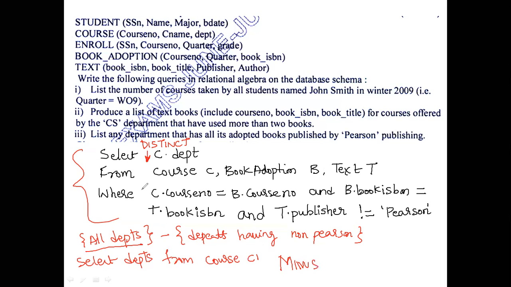Again, one department may be present many number of times, so here we will put the distinct. So select distinct departments from course minus, and here we will write the particular query that we have written above. So this completes the result. Select all the departments minus the departments that are having non-Pearson books. If any one non-Pearson book is used, then the department will be extracted in the query and will appear in the minus part.